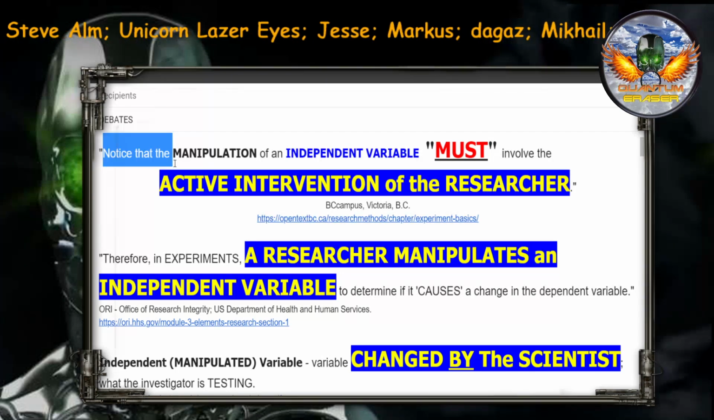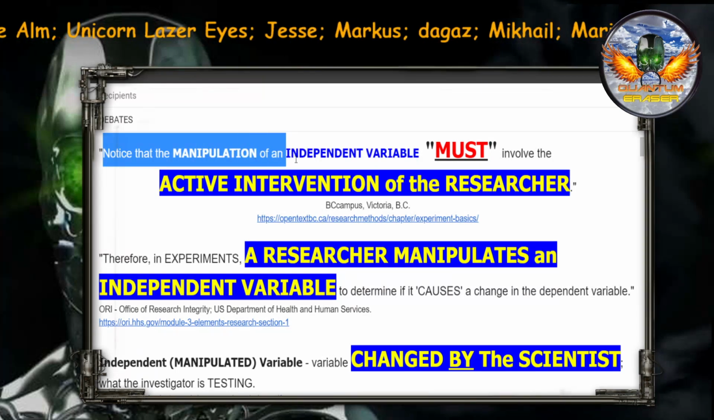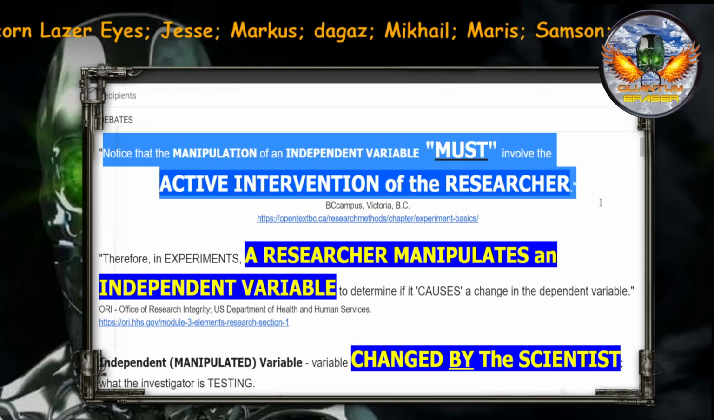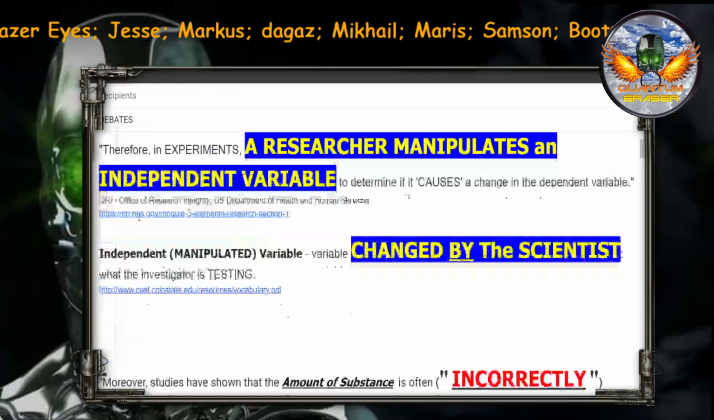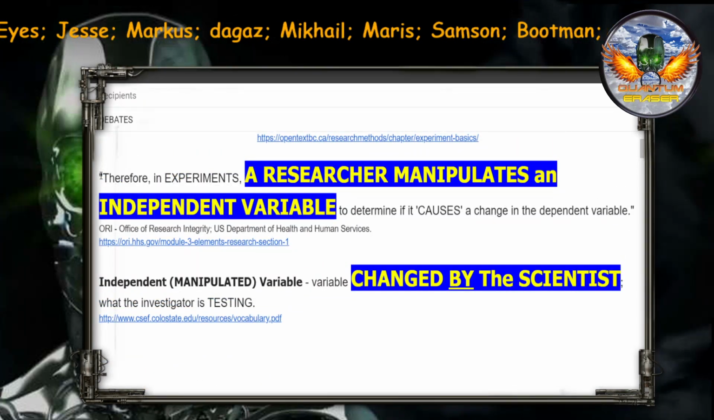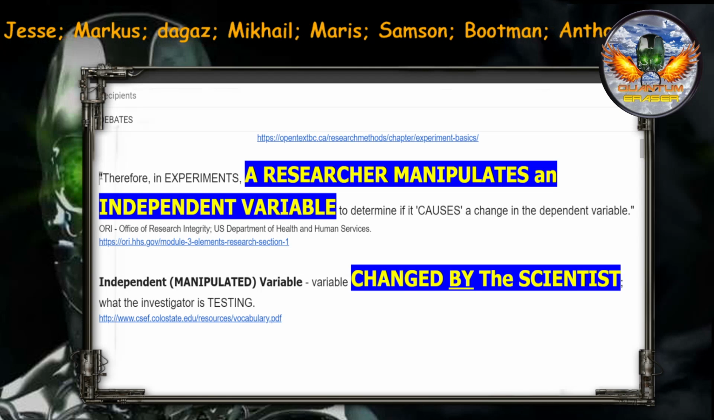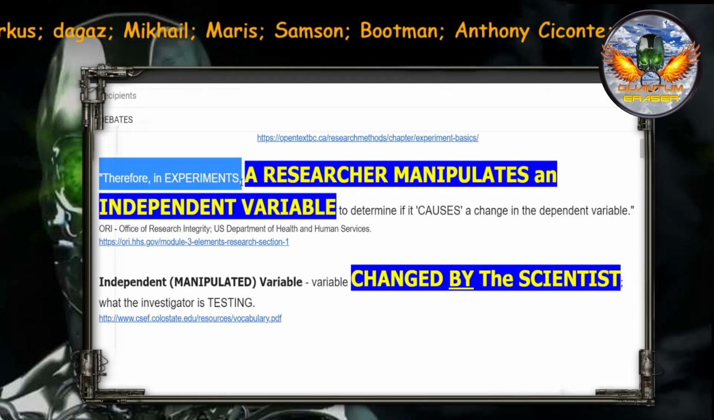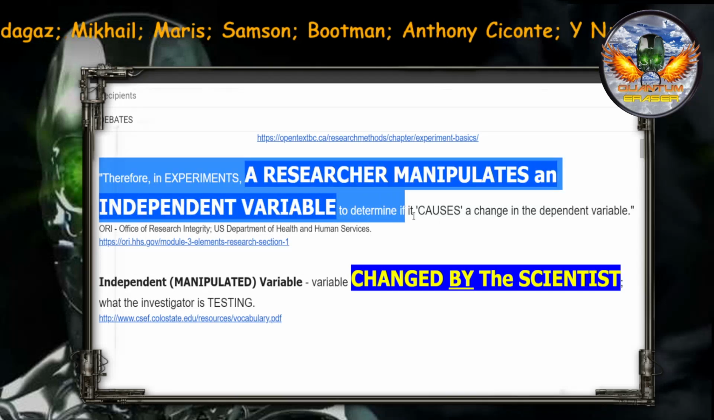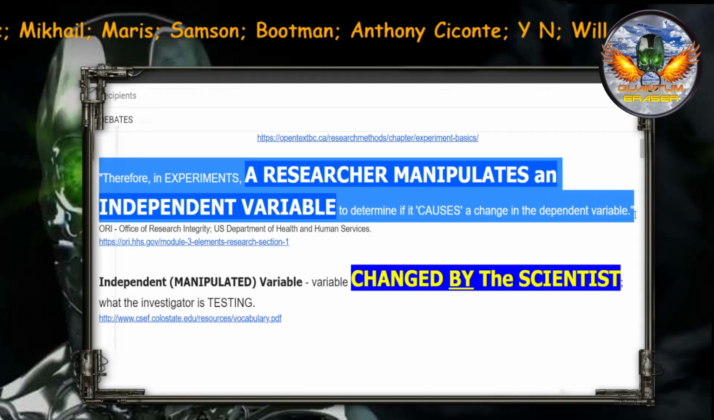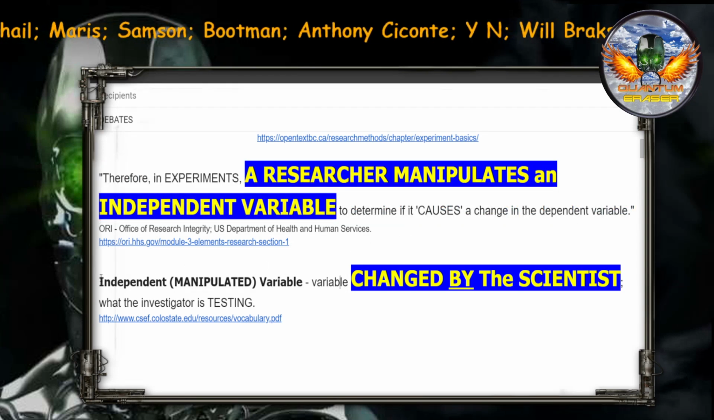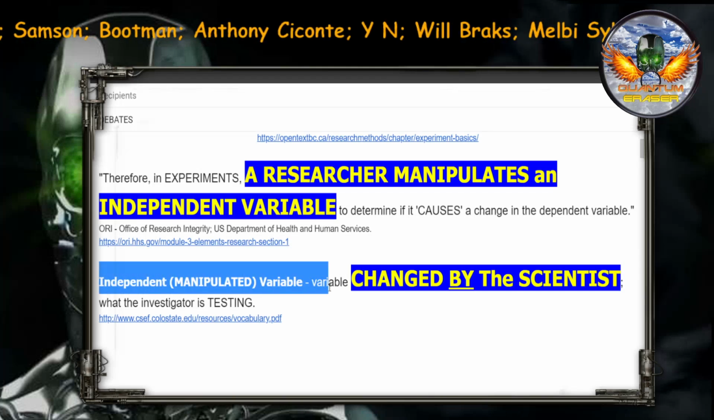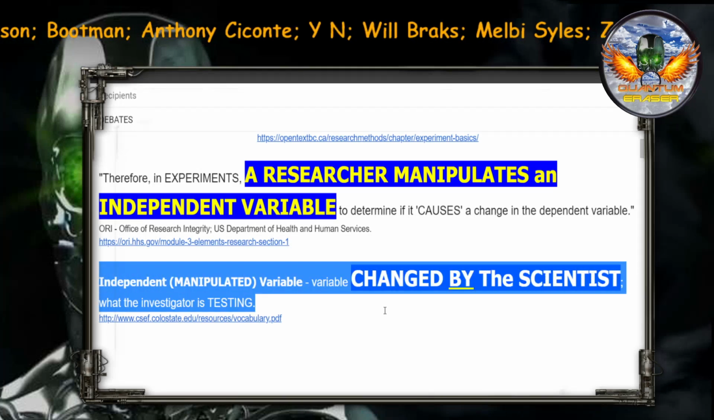From Boston College, notice that the manipulation of an independent variable must involve the active intervention of the researcher. Second citation is from the Office of Research Integrity, U.S. Department of Health and Human Services: Therefore, in experiments, a researcher manipulates an independent variable to determine if it causes a change in the dependent variable. This is over. Colorado State: independent variable changed by the scientists, what they're investigating. This is over.